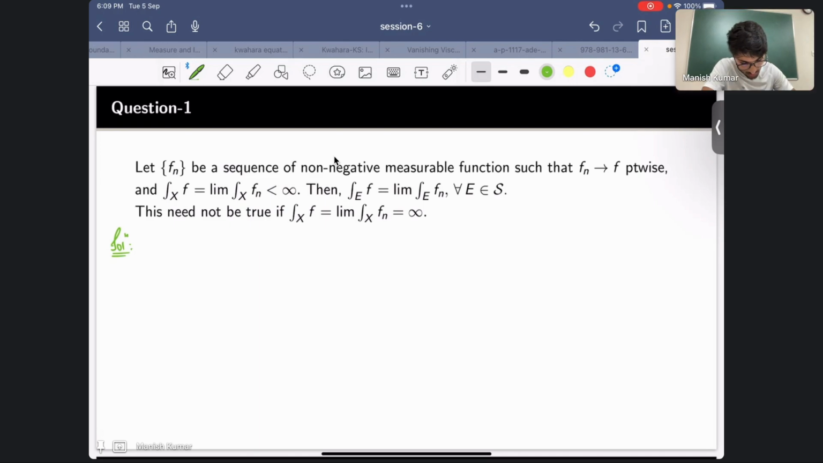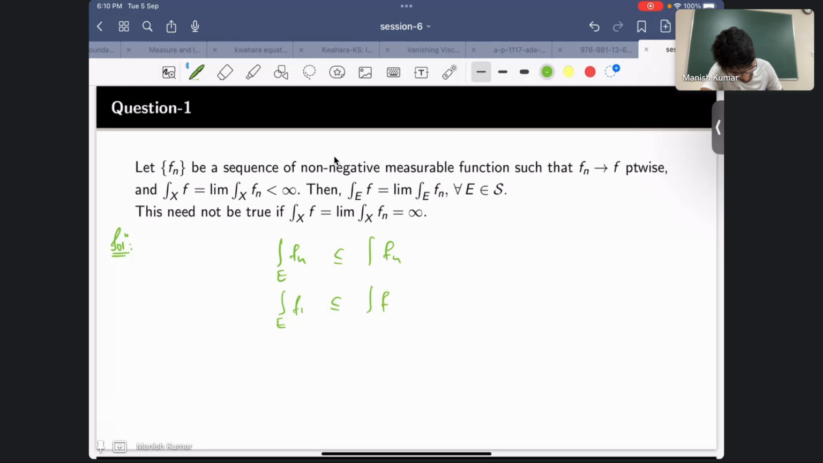Sir, it is given that fn converges pointwise to f, and we can interchange the integral, and it is finite over x. So for any measurable set e, a subset of x, by the properties of the integrable function, the integral of fn over e will be less than the integral of fn over x, and also the integral of f over e will be less than the integral of f over x.